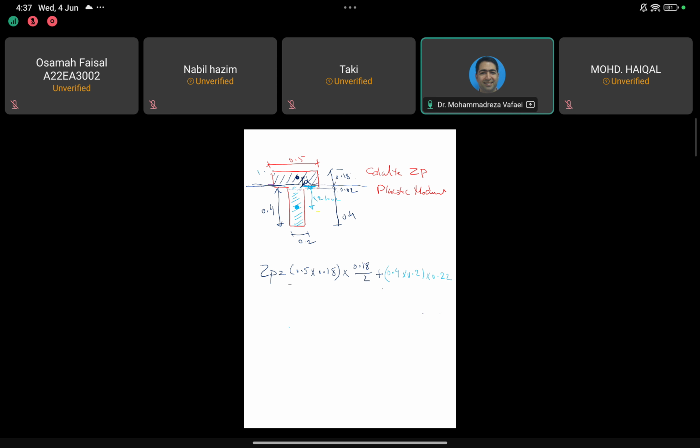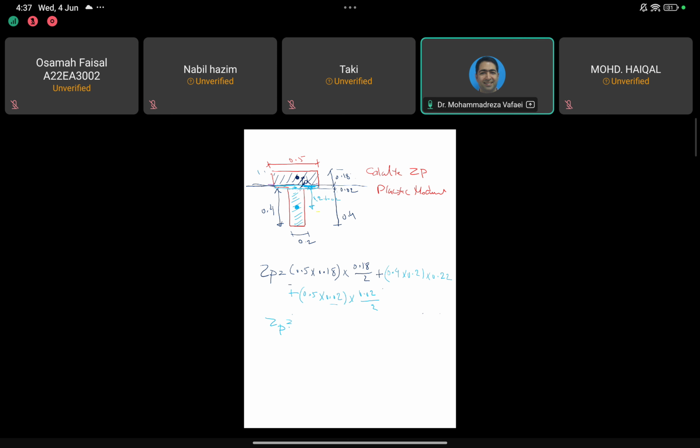Okay, and then we have another area, which is this rectangle, this one. So the area of that one is 0.5 multiplied by 0.02. This is the area because the height is 0.2. And the distance between its centroid and that line is also 0.02 divided by 2. So you need to calculate this.